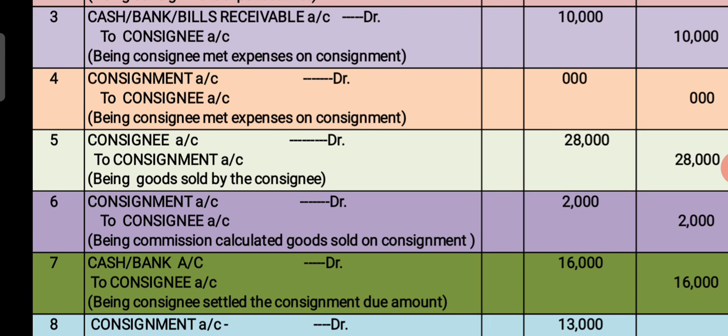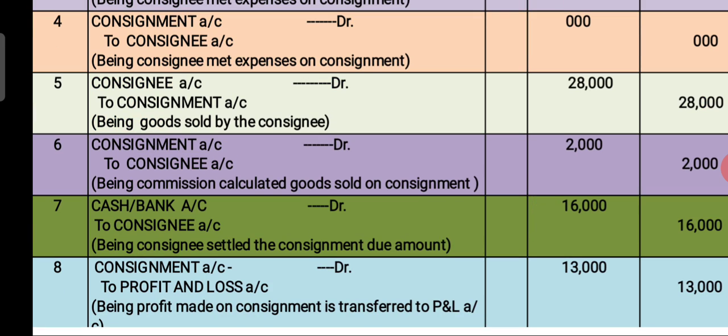Okay students, next, for the settlement of consignment account, cash or bank account debit to consignee, in brackets Anant of Ahmedabad, 16,000. This amount we will see in the account sales. The last item, 16,000, is the due amount we find in the account sales. That amount we write as the seventh entry: cash or bank account debit to consignee, in brackets Anant of Ahmedabad, rupees 16,000.